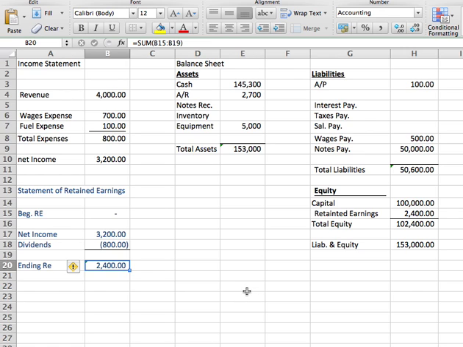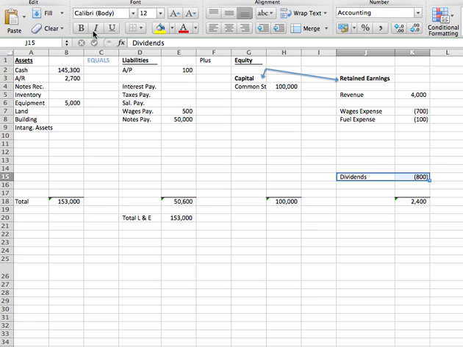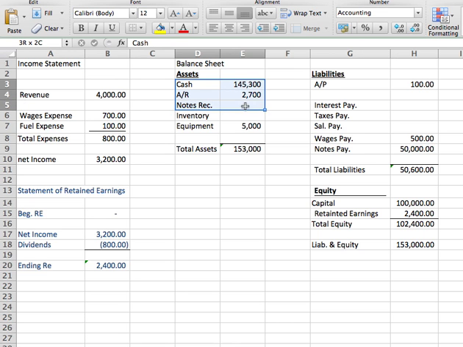To build a balance sheet, what I need to do is show the current balance of all my assets, liabilities, and equity. So in my case, here are my assets. I have 3 of them: cash of $145,300, accounts receivable, or AR, of $2,700, and equipment of $5,000. And here they all are. Thus, my total assets are $153,000.